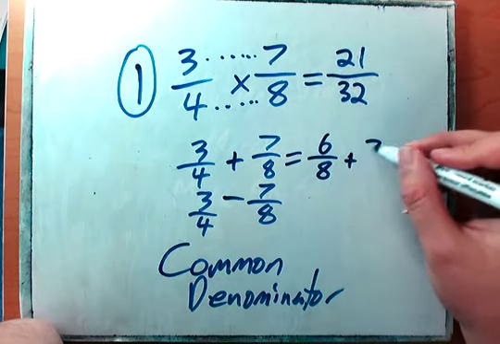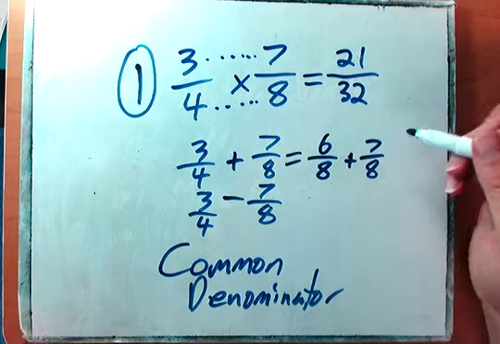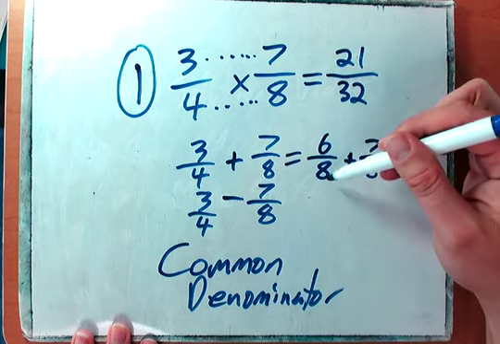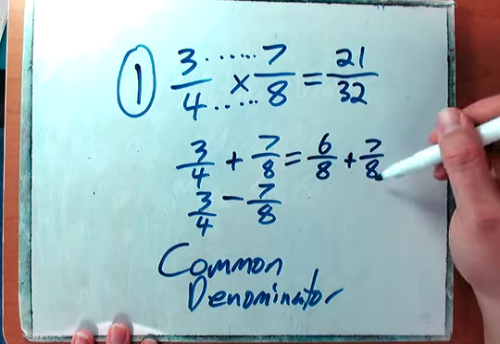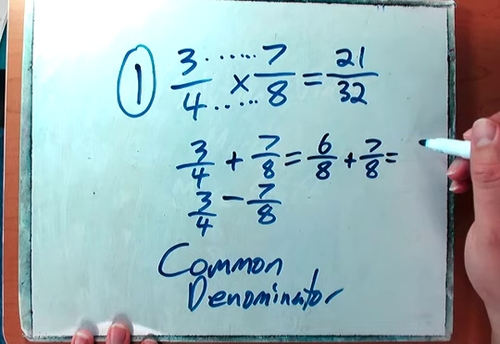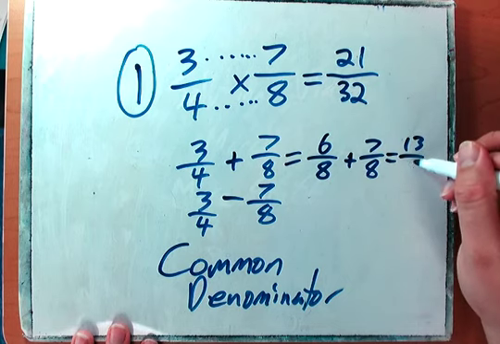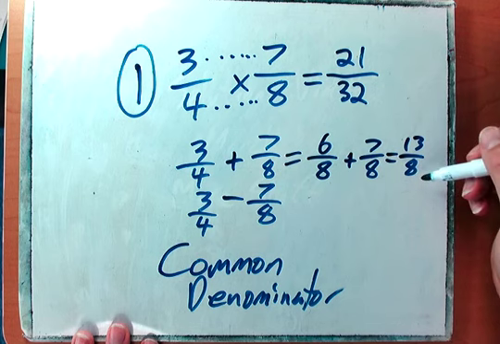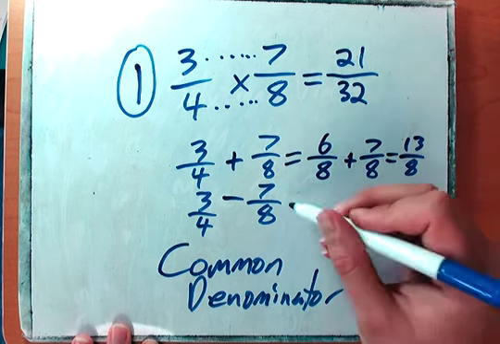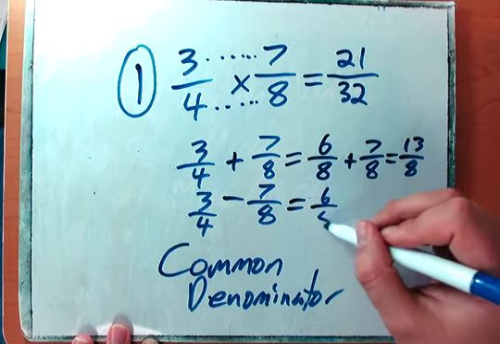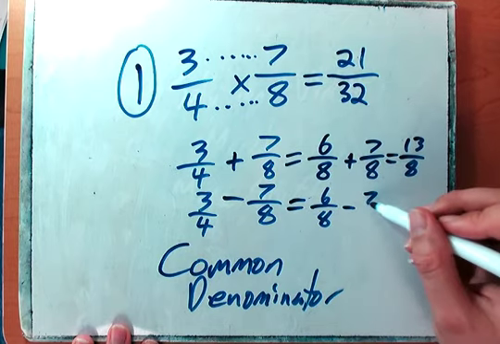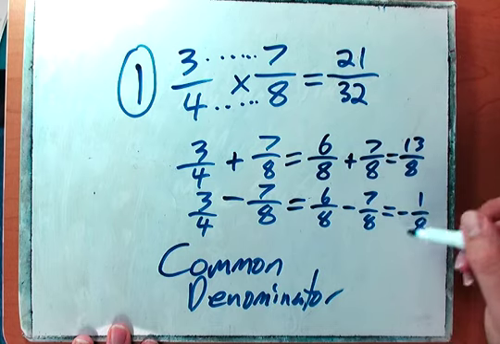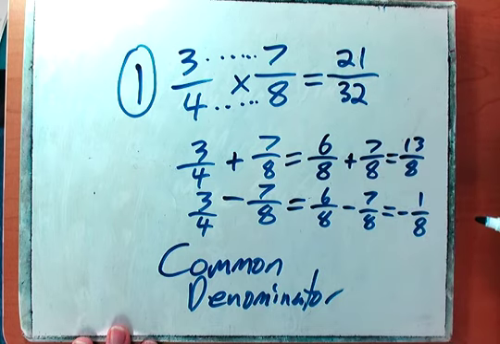Then you're going to add 7/8. Well, it turns out when you've got 6/8 plus 7/8, that's like 6 slices of an 8-piece pizza, plus 7 slices of an 8-piece pizza. You have 13 slices of an 8-piece pizza. The number of cuts never changes. So that stays the same. Same thing if you're subtracting 6/8 minus 7/8. You have minus 1/8. Negative 1 there for that.